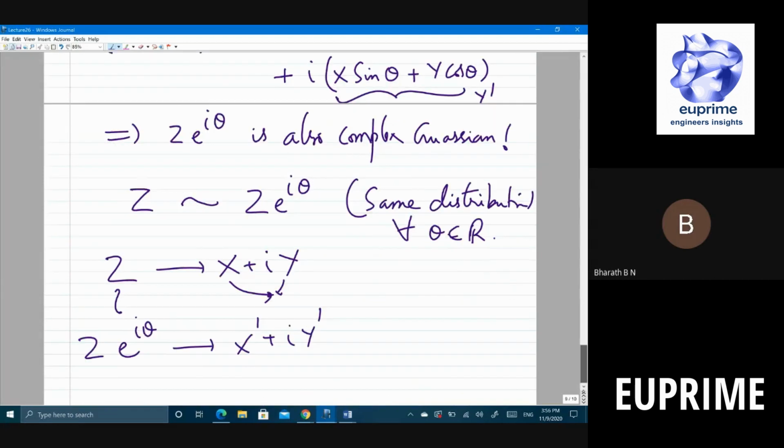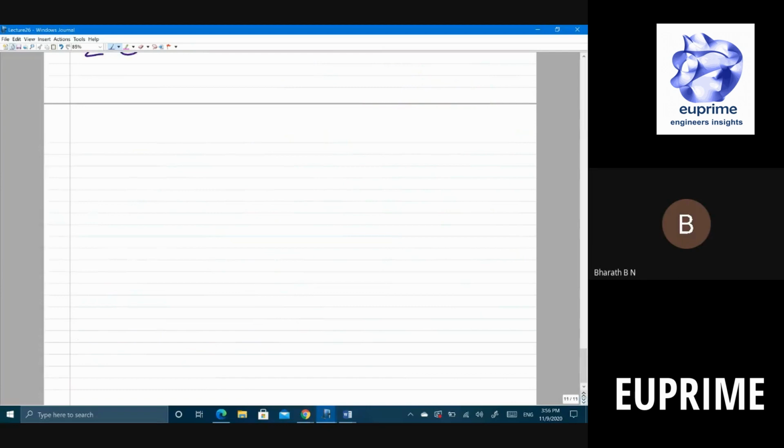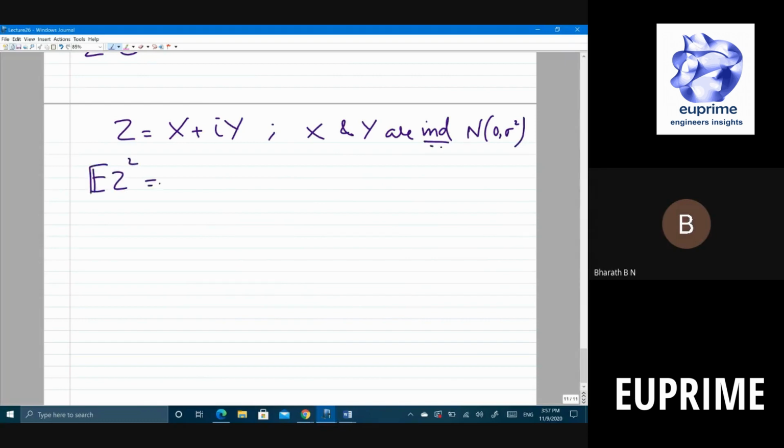Okay. So now I'll answer, and then we will look at the details in the next class. Let's assume this fact now and move on. So what will be the variance? For example, if Z is X plus iY, and let's assume that X and Y are independent Gaussian, zero mean, variance sigma squared. Then what can you say about the expected value of Z squared?